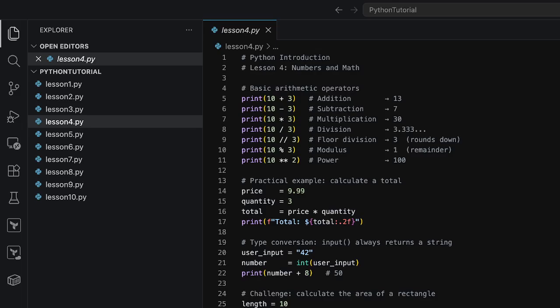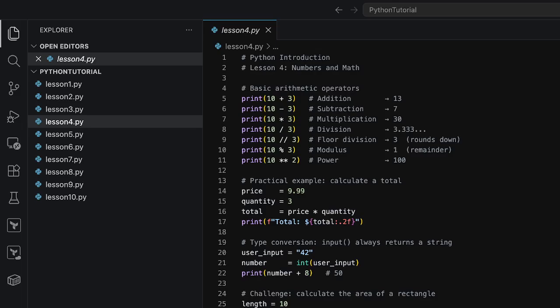Now look at the type conversion section. When a user types a number into input, Python gives it back as a string. Before you can do any math with it, you have to convert it. Int converts to a whole number. Float converts to a decimal. After converting, you can add, subtract, and multiply like normal.